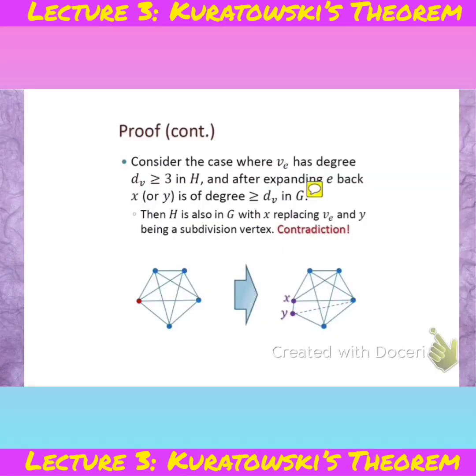Okay, so in the next case, we need to consider the case where the vertex VE has degree at least 3. We just considered the case where it has degree 2. Now, I'm going to just use K5 as an illustration. The argument for K3,3 is going to be the same.